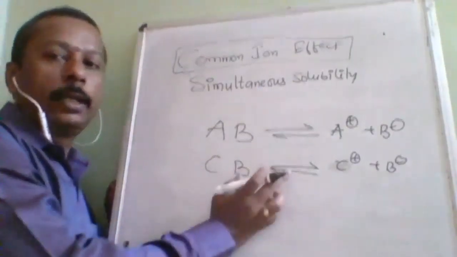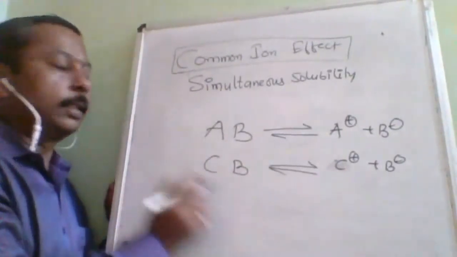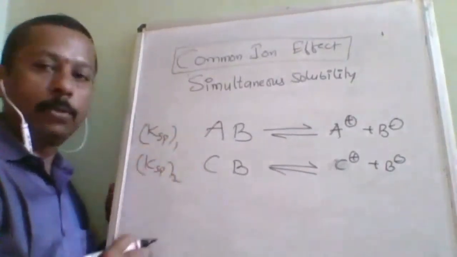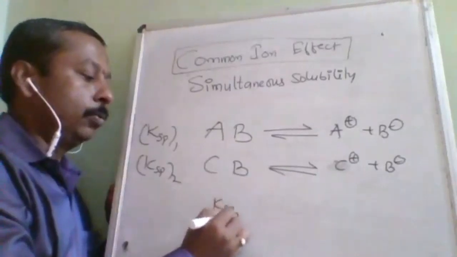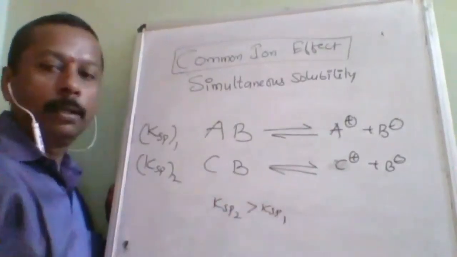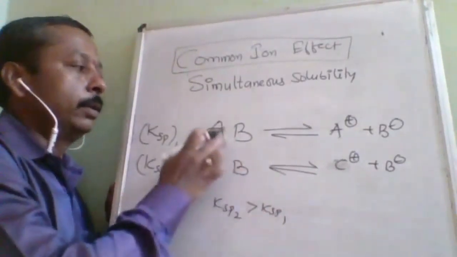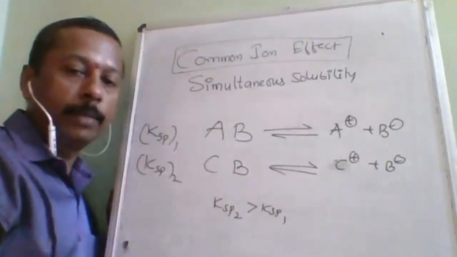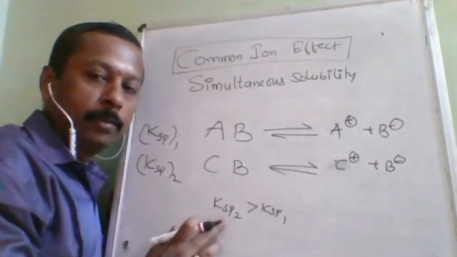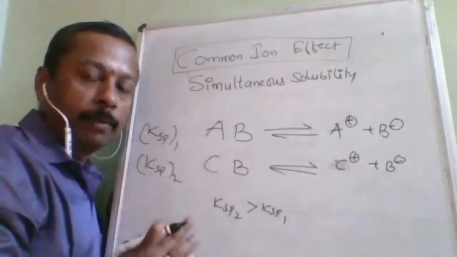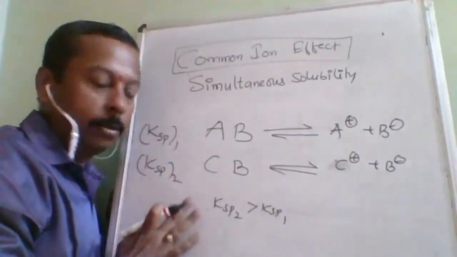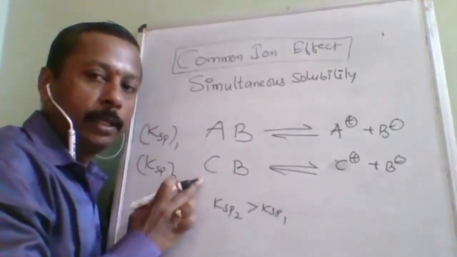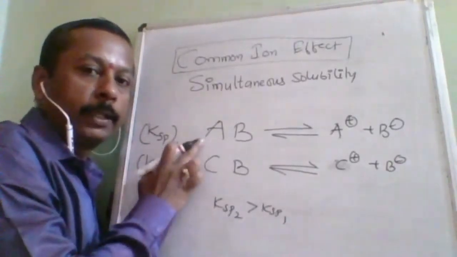Now who is going to dictate? How will you come to know? Whichever substance has the higher KSP. Let us take KSP1 and KSP2. If KSP2 is more than KSP1, that means CB is going to reduce the solubility of AB, because its sparing solubility is more than AB. Always powerful will dominate powerless. So don't show your weakness. If weakness is shown by AB in front of CB, even though CB is weaker, it feels strong enough when compared to AB.